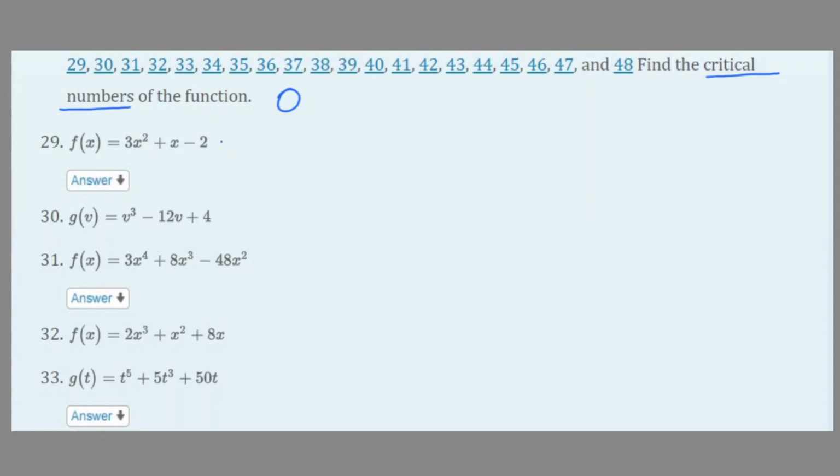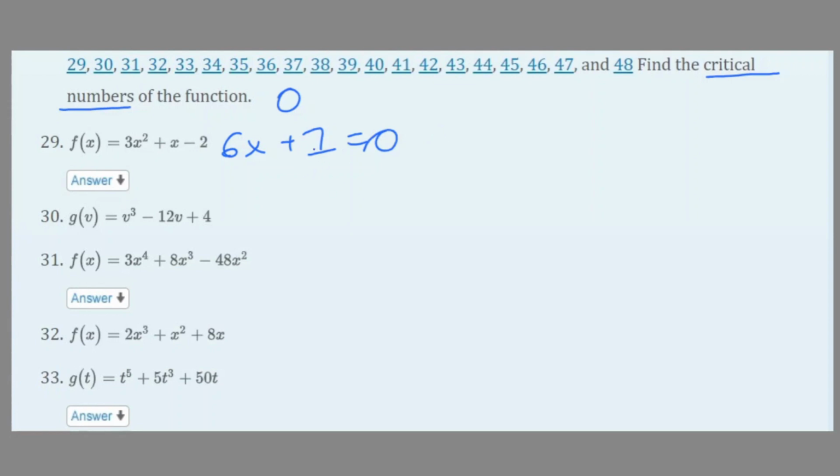And now we need to find the derivative of it. So we could just use the power rule, which would be 6x plus 1. And now all we need to do is set it equal to 0 and figure out what the x value is, or rather, which would be the critical value.